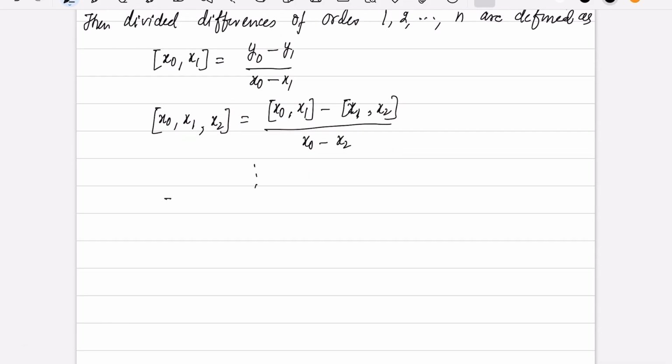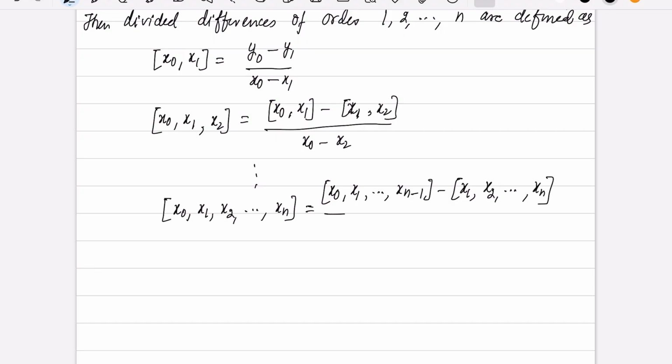Similarly, we can define the nth order divided difference x0, x1, x2, and so on up to xn. This is defined as x0, x1, and so on up to xn minus 1, minus x1, x2, and so on up to xn, whole divided by x0 minus xn. So these are the divided differences of order 1, 2, and n. Using this general formula, we can also define the divided differences of order 3, 4, 5, and so on. Now let's move towards Newton's general formula of interpolation.